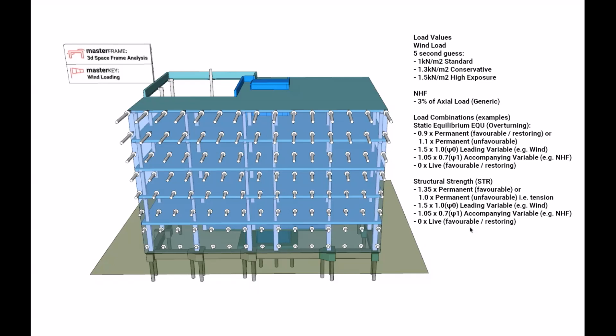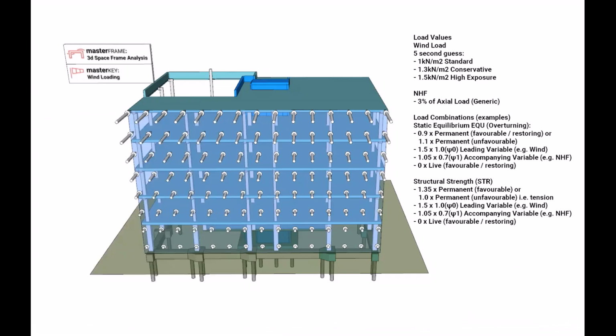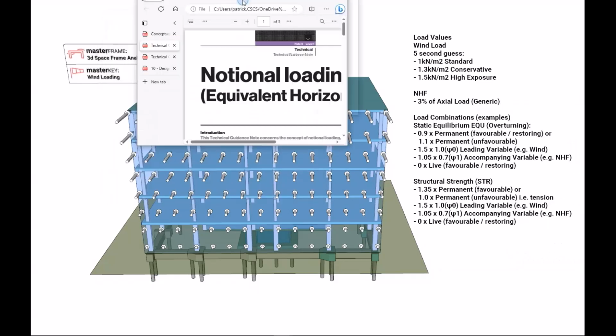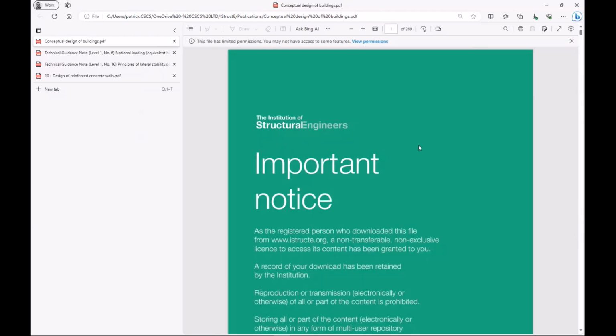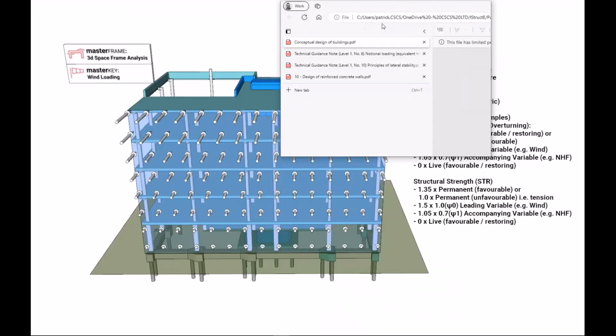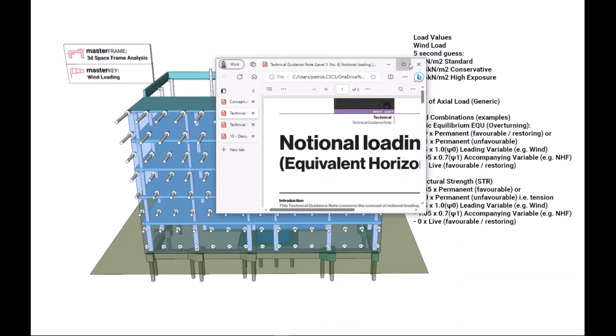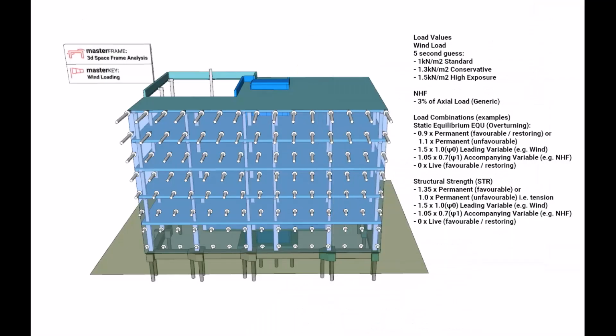So I'm going to just pull up some of these references I'm making here as well, as I like to do. So this was the conceptual design of buildings from the iStruct. So definitely worth having a read through of those to give yourself a good idea of where to set up your shear walls. And then this was a notional loading technical guidance note for your equivalent horizontal forces.